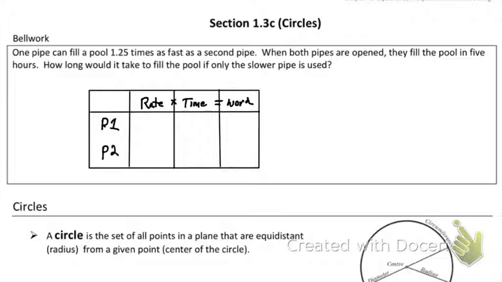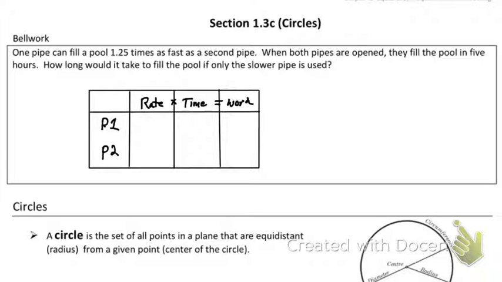It says one pipe can fill a pool 1.25 times as fast as the second pipe. When both pipes are open, they fill a pool in 5 hours. So working together, they fill a pool in 5 hours. How long would it take to fill the pool if only the slower pipe is used? This is a little bit different, because usually we know the individual rates and figure out how much work is done if they work together. So we're going the opposite direction. We're given how much work they can do together, and we have to go backwards and solve for one.